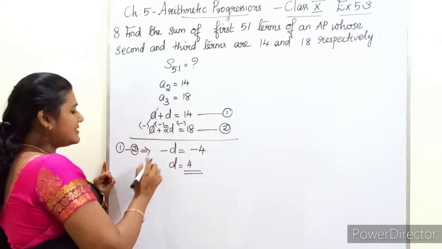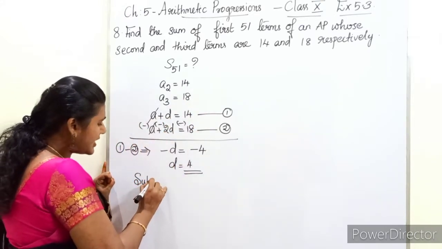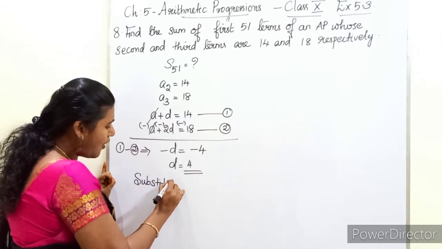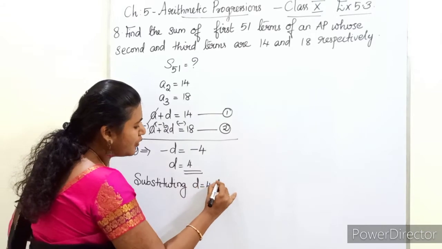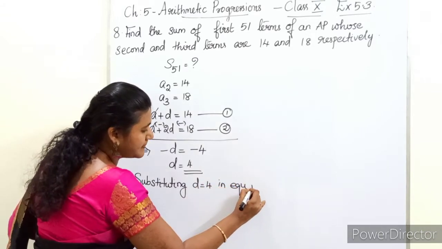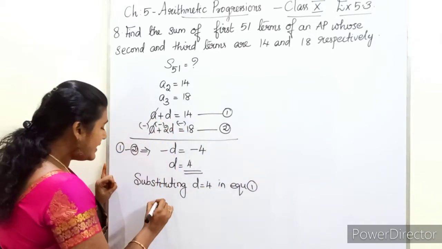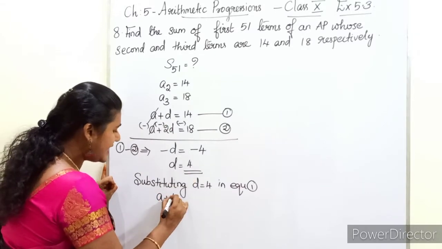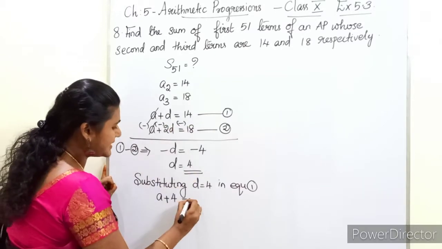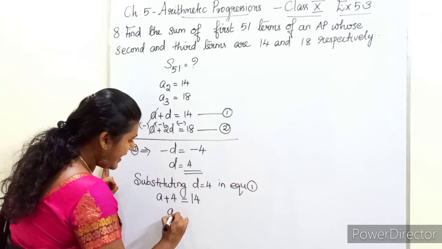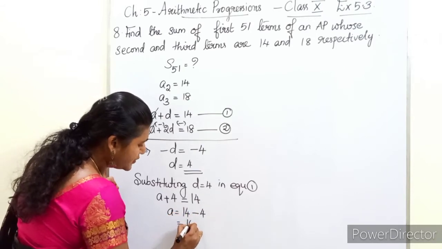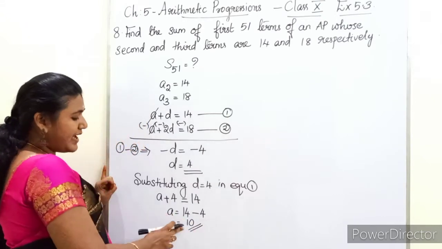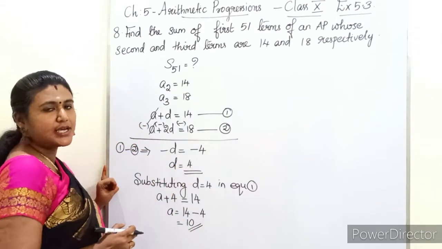This value we will substitute in the first equation and we can find the value of A. So substituting D is equal to 4 in equation 1: A plus the value of D, which is 4. So A plus 4 is equal to 14. So A is equal to 14 minus 4, which is 10. So the value of A is equal to 10 and D is equal to 4.